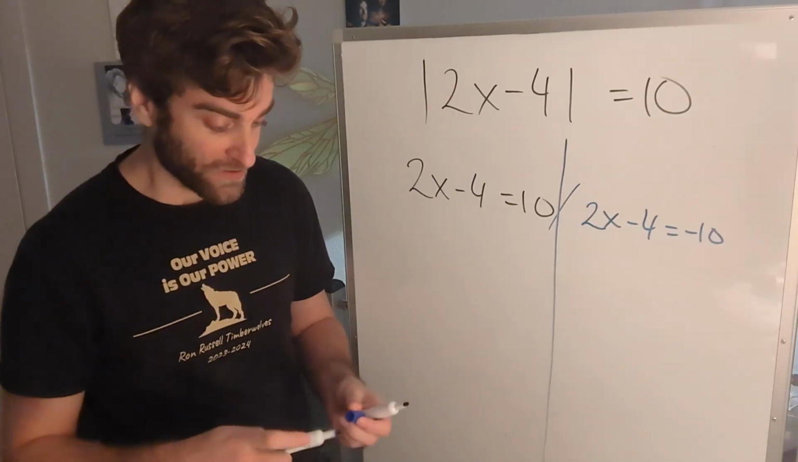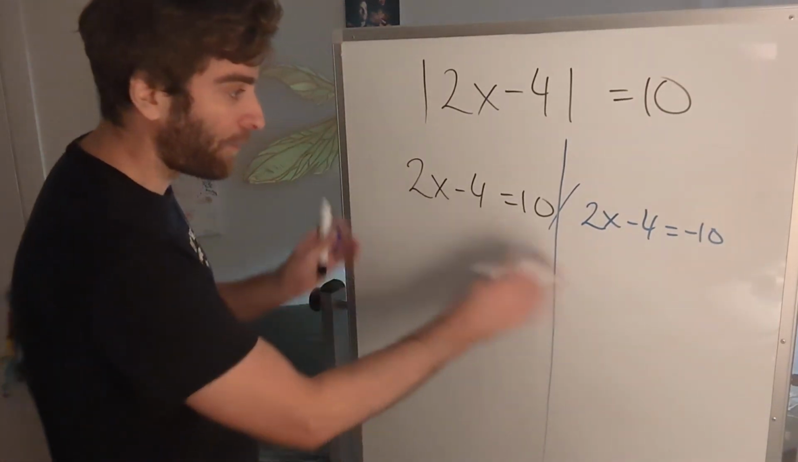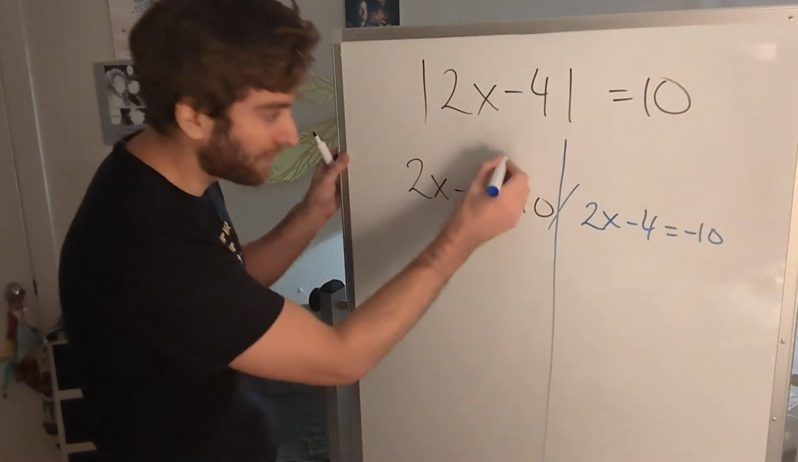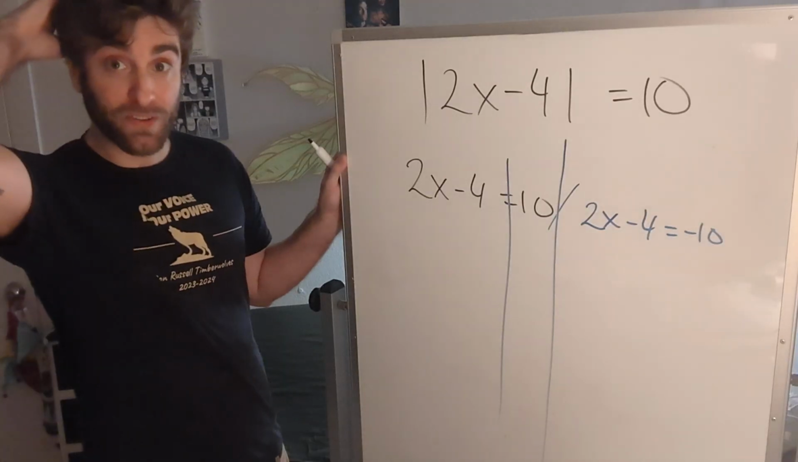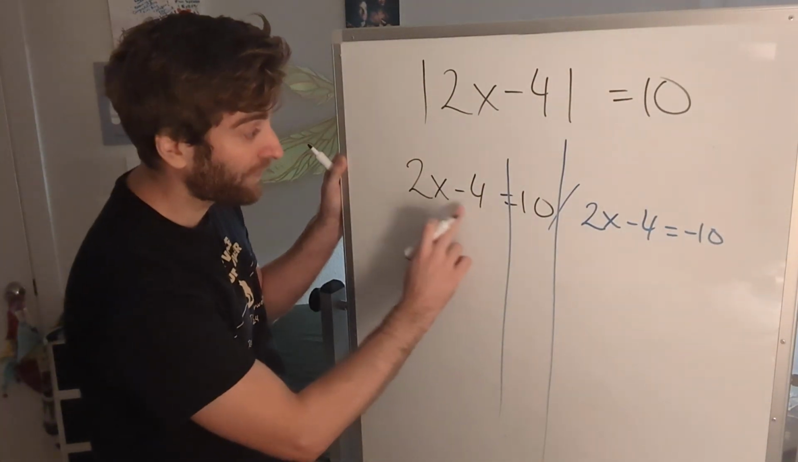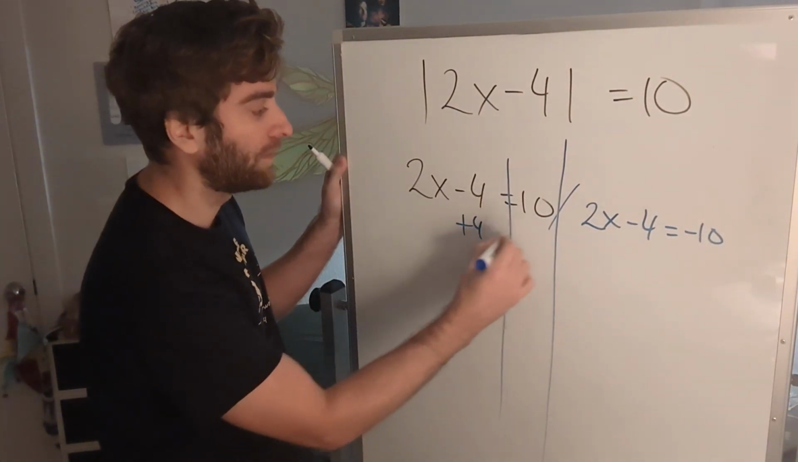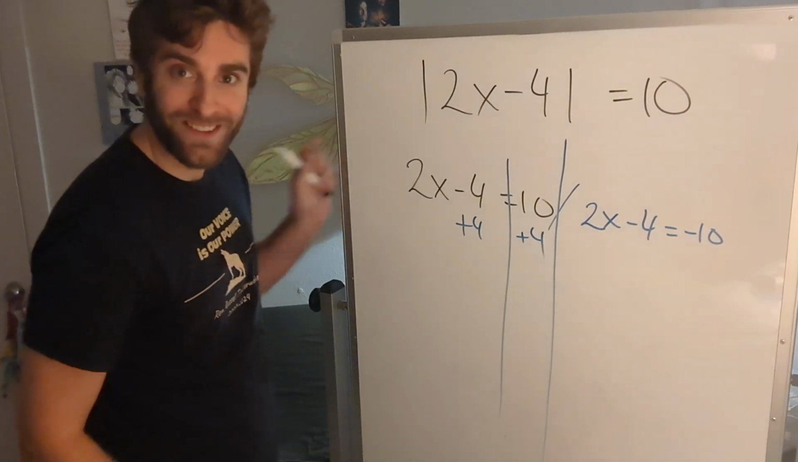Usually an easy place to start. And we're going to solve it like we've always been solving it. We'll put the line through, do the opposite operations. 2x minus 4, we're going to add 4 to both sides.